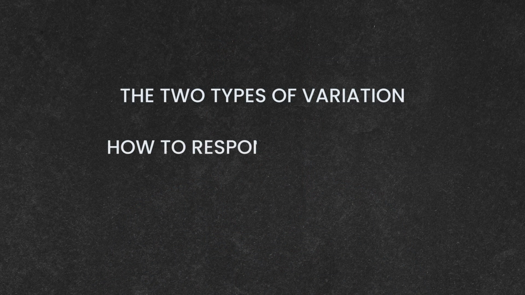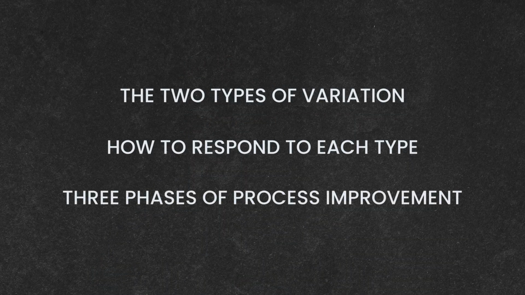My name is Matthew Grogan, and today we're going to talk about the two types of variation and how you should respond when you identify those types of variation. At the end, we'll also talk about how you can use this knowledge to improve your processes.